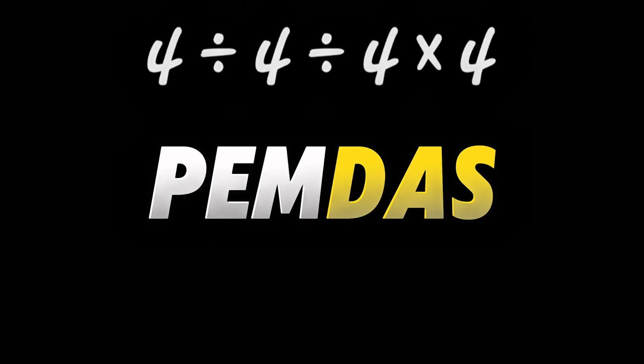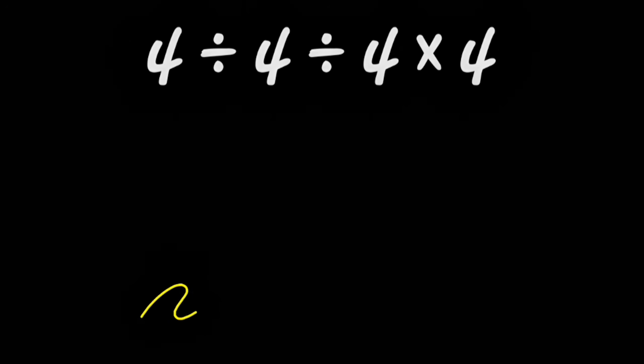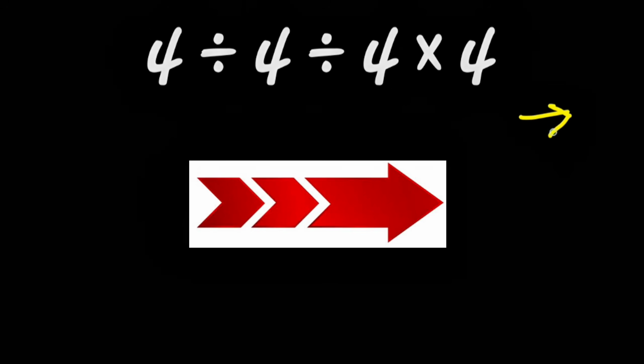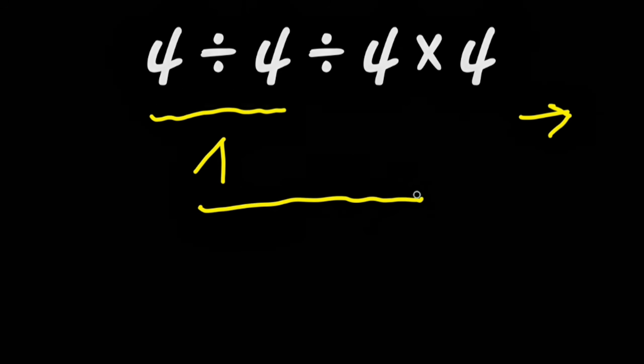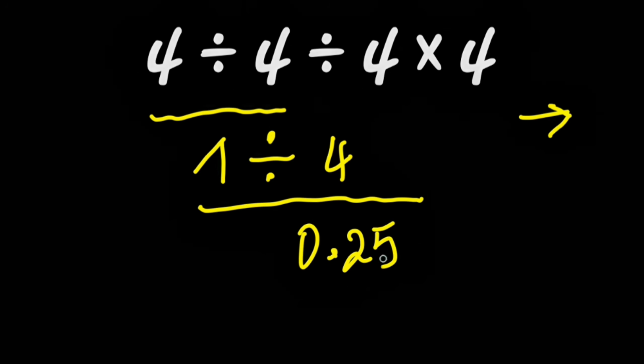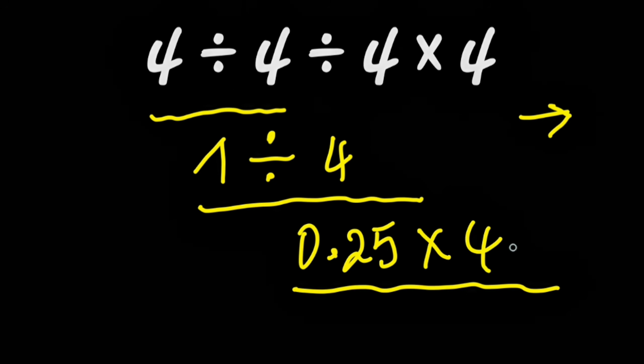First, remember, when you have only division and multiplication, you always move from left to right. So let's start. 4 divided by 4 equals 1. Now we continue with the result. 1 divided by 4 equals 0.25. Finally, we multiply. 0.25 times 4 equals 1.